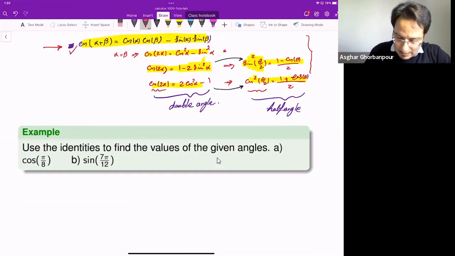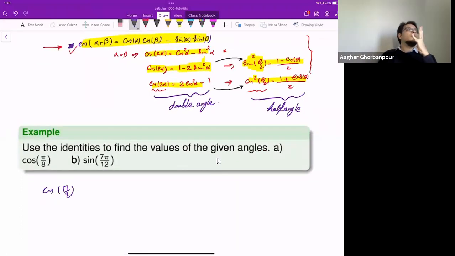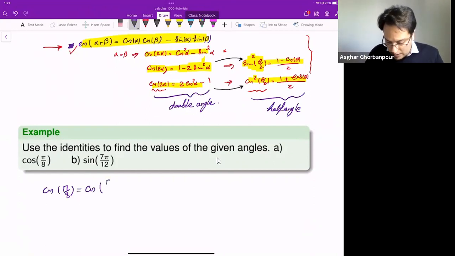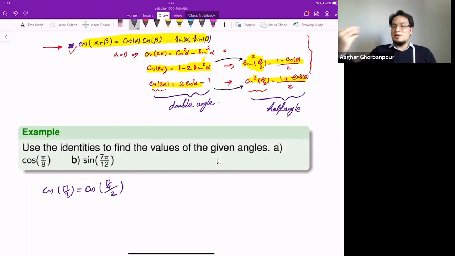Okay. This one here, cosine of pi over 8. This is not a special angle, and it's not one of those questions where one trig ratio is given and we are asked to find the other one. You have to see that this is nothing but cosine of half of pi over 4. Why is pi over 4 important to me? Because pi over 4 is one of those special angles.